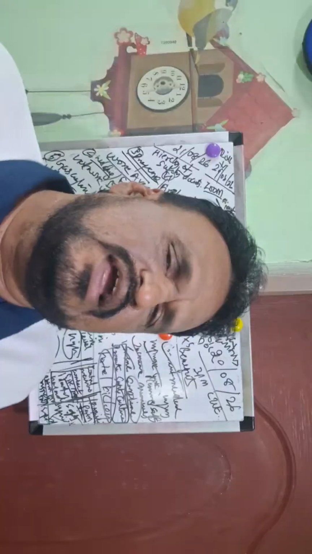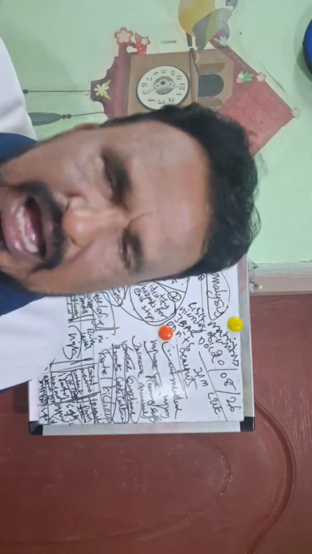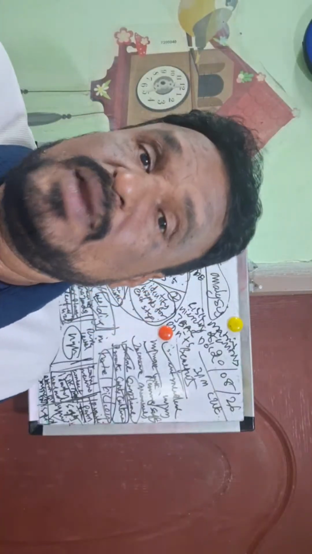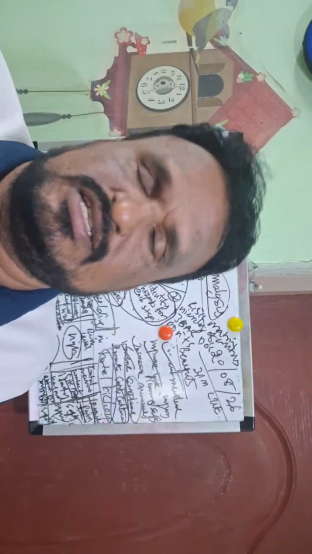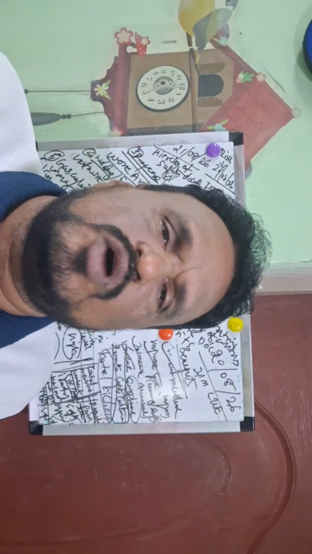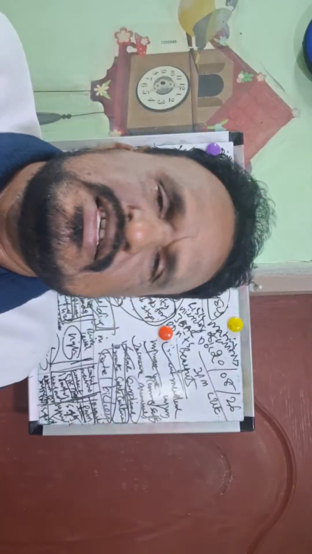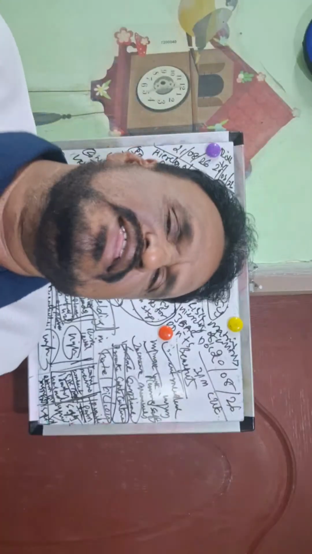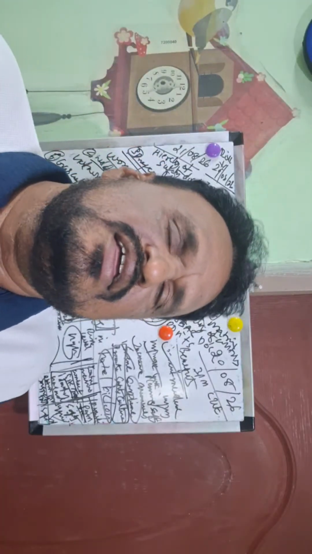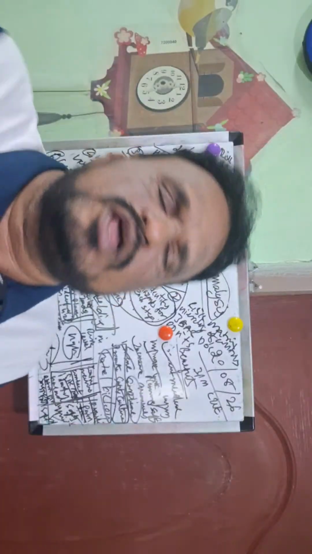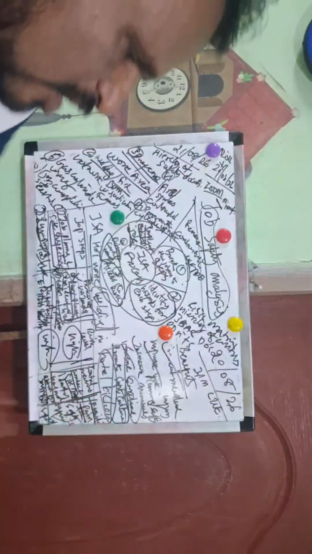Once the job is completed, inspect the place and close the permit to work system. Close the permit to work system after seeing everything. The safety officer and supervisor see the area, clear the permit to work system and hand over to the client. That will be the control measures.